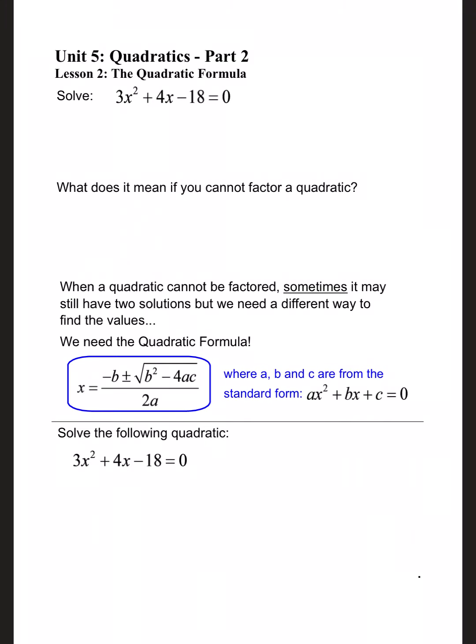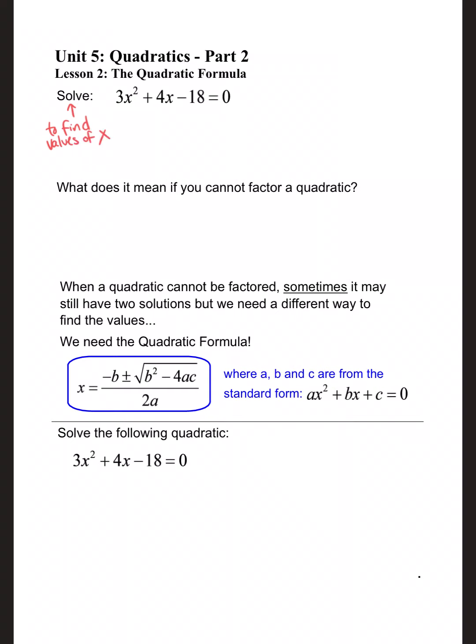Hi everyone, today we're looking at Unit 5, Lesson 2, the quadratic formula. So we're going to start by looking at a quadratic in standard form, and we're going to try to solve this quadratic. So we need to remember that when it's asking us to solve, it means to find values of x.